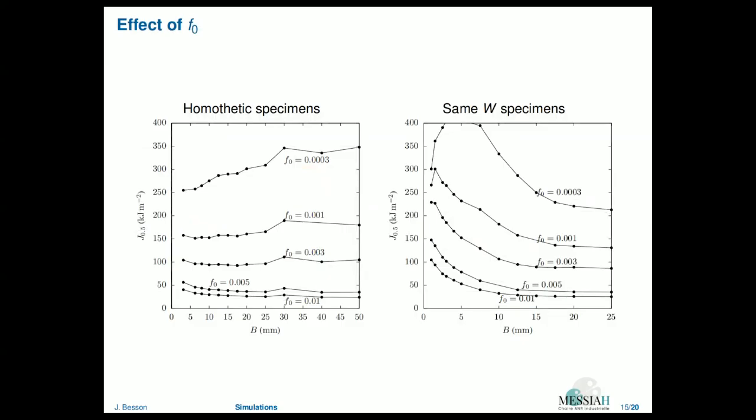So now you can play with the model. So here, for instance, I can generate specimen with different initial void volume fraction. So for the homothetic specimen, I always get the same trend, almost constant. Indeed, if I reduce the initial void volume fraction, the toughness goes up.